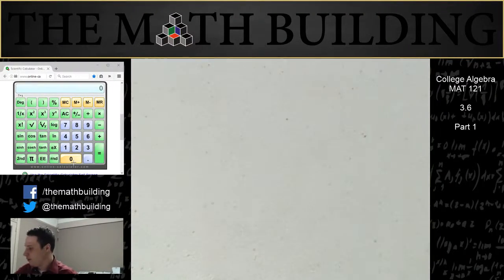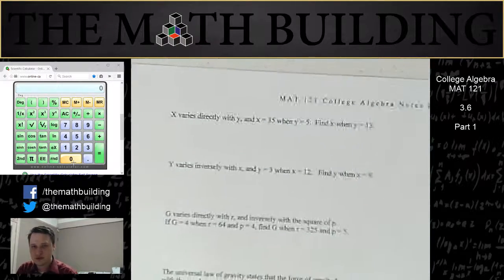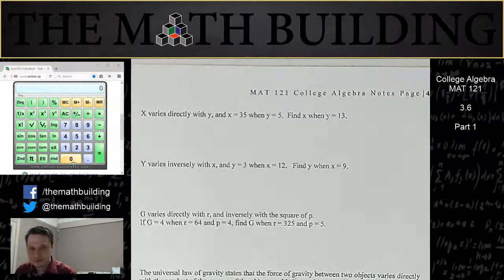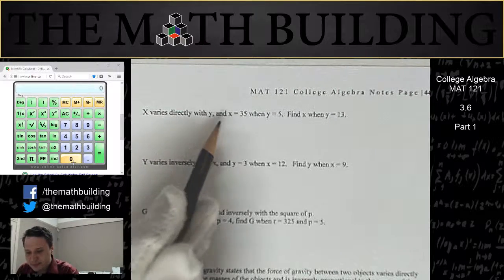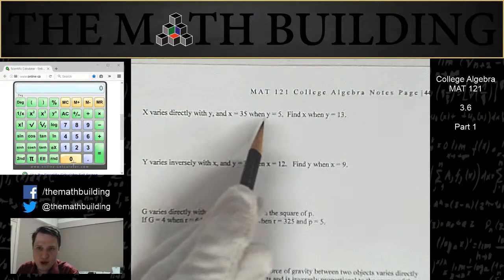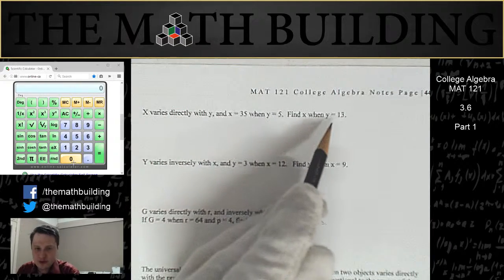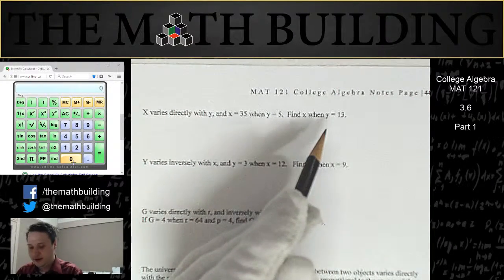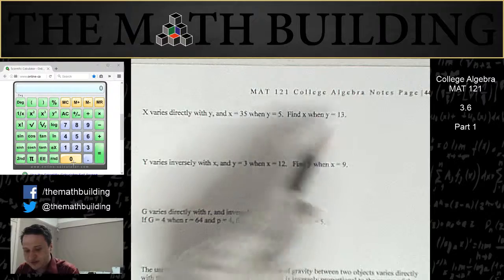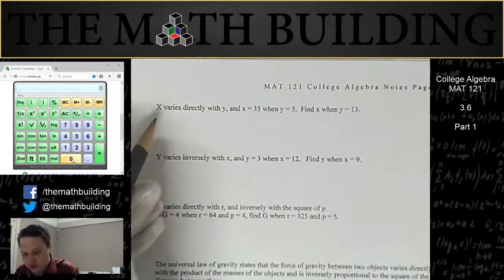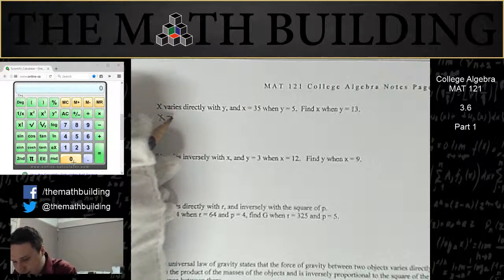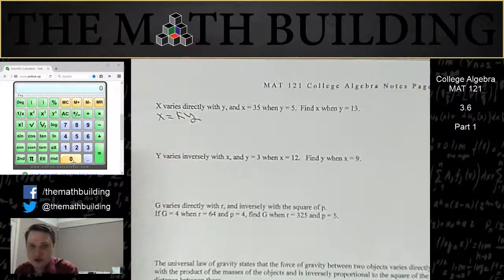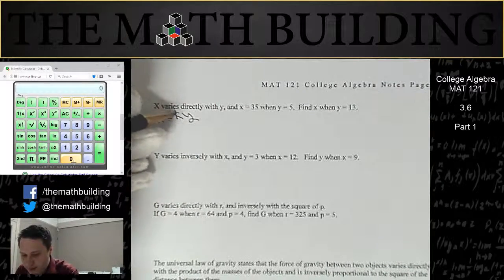Let's look at a few example problems. This is the last page of notes for the midterm. They tell us x varies directly with y, and x is 35 when y is 5. Find x when y is equal to 13. So this is really easy. Step 1, write your equation. x varies directly with y, so the equation should be x equals ky.